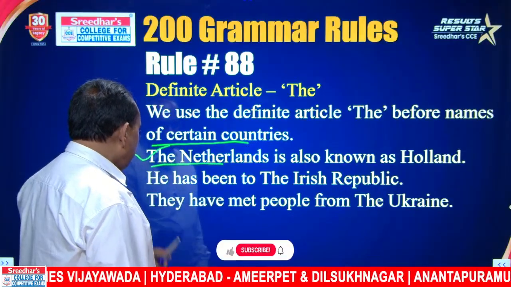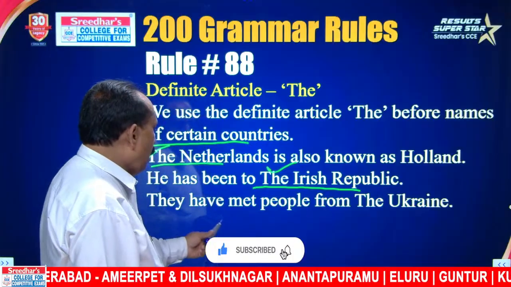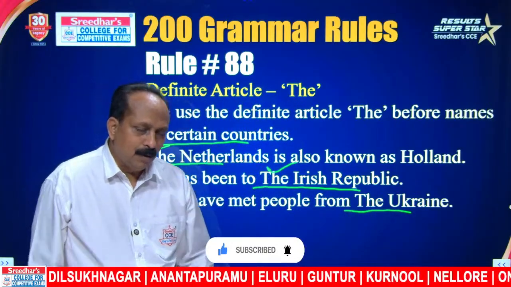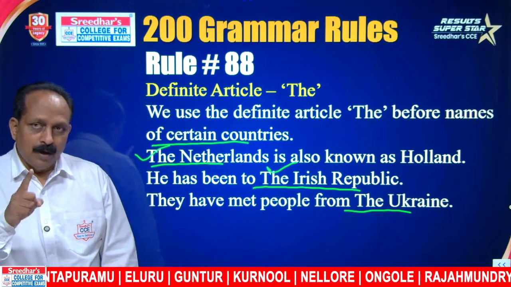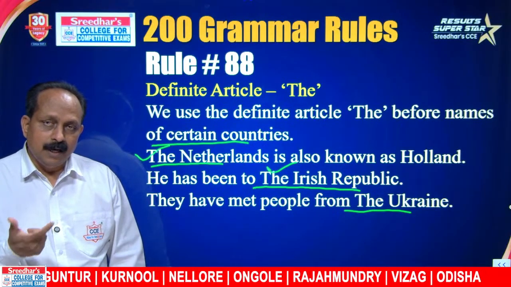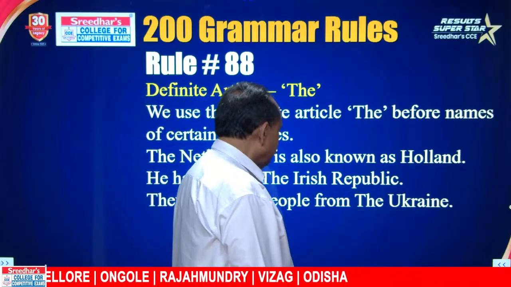The Netherlands. He has been to the Irish Republic. They have met people from the Ukraine. But the Ukraine is controversial. Sometimes they use it, sometimes they drop it. One more example you have to know, the Philippines. The Netherlands, the Irish Republic, the Philippines. Three important examples.